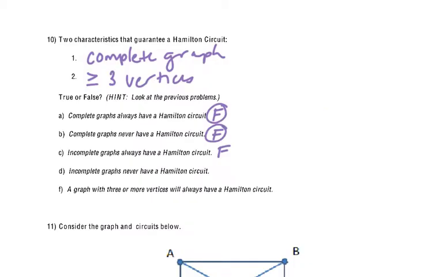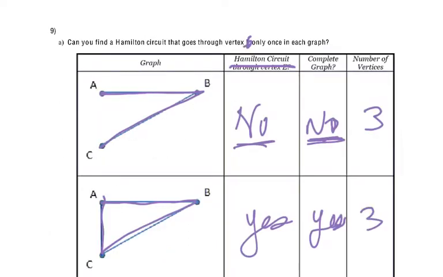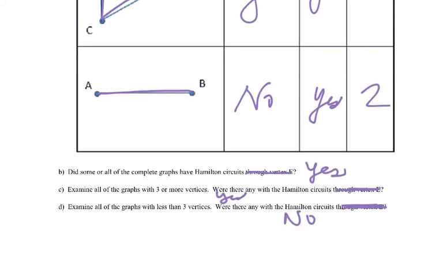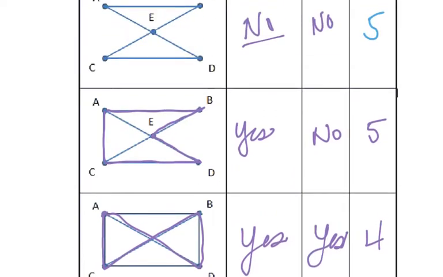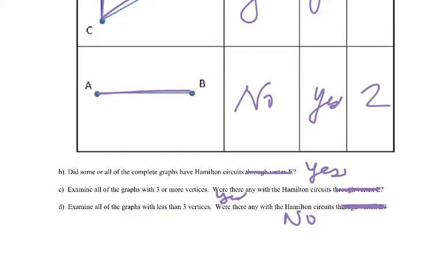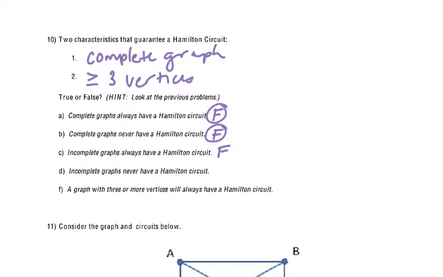Incomplete graphs never have a Hamilton circuit. Well, that's not true. We had an incomplete graph right here, but it did have a Hamilton circuit, so that was false. A graph with three or more vertices will always have a Hamilton circuit. That is false. We saw the example that looked like this, A, B, C. I had three or more vertices because it had three and then did not have a Hamilton circuit. So all of those statements are false.